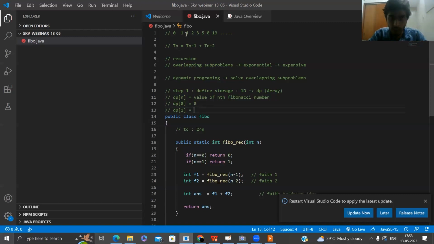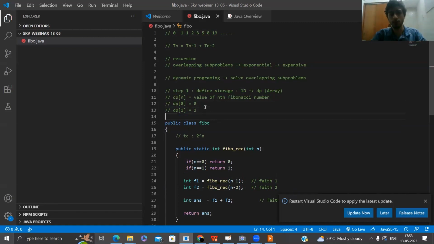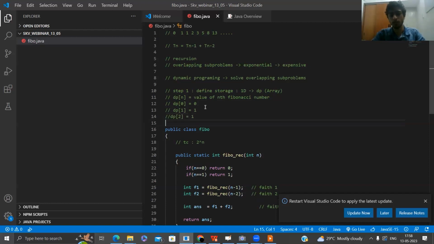So what is the first Fibonacci number? That is 1, right? So let me put 1 over here. The dp of 2 is going to be containing the second Fibonacci number, which is 1. And your dp of n is going to be containing the nth Fibonacci number, right?